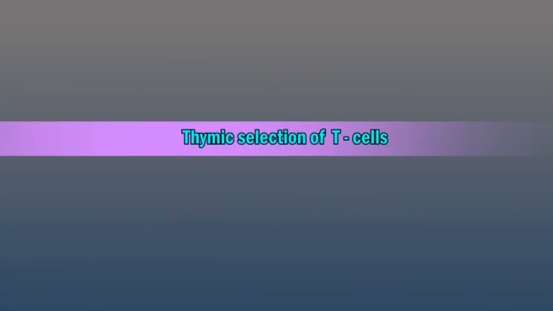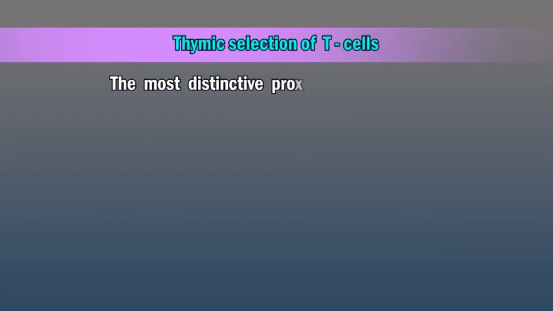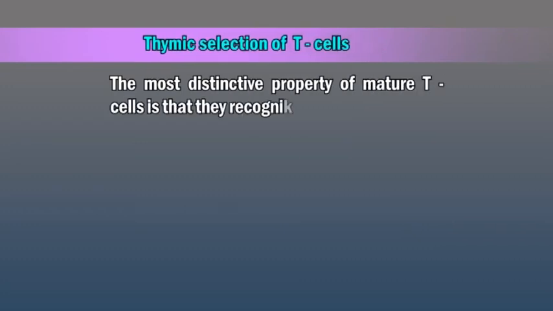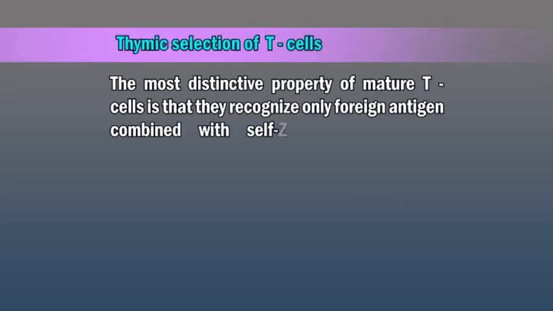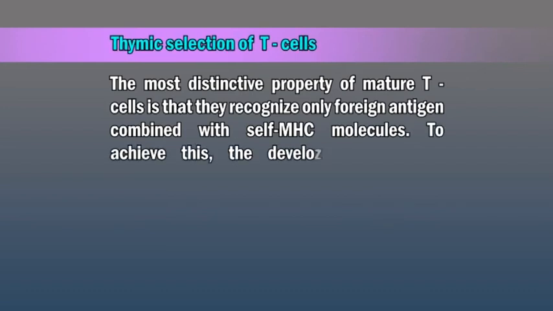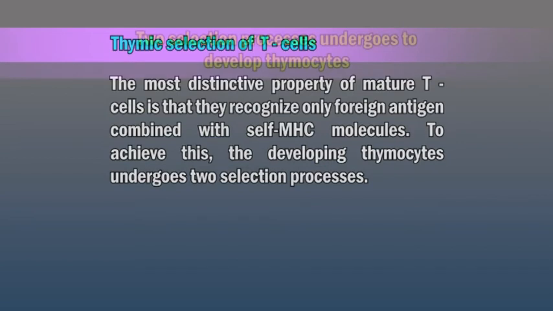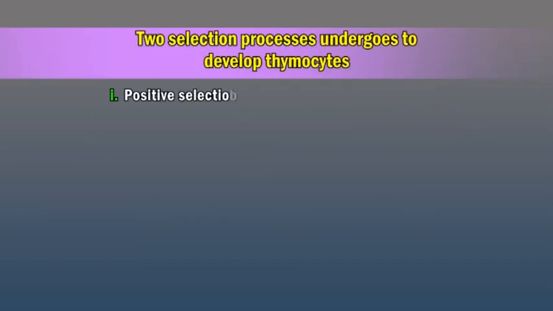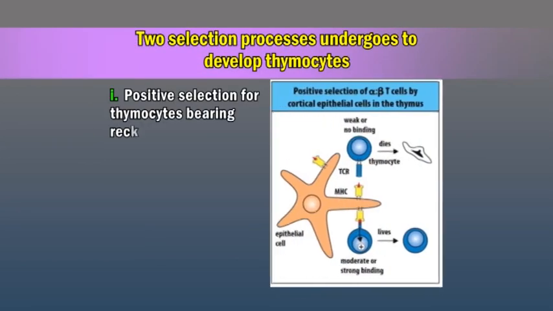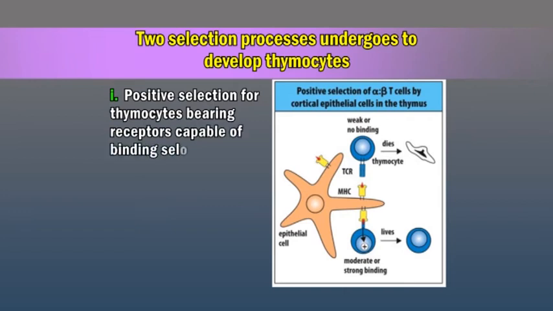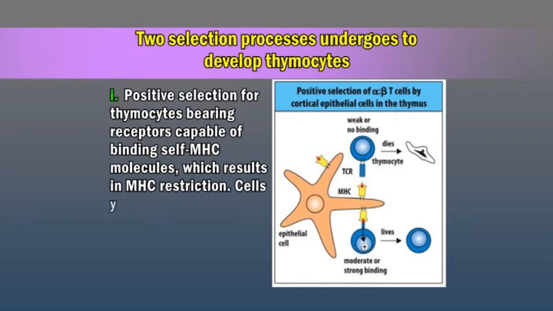Thymic selection of T cells. The most distinctive property of mature T cells is that they recognize only foreign antigens combined with self-MHC molecules. To achieve this, the developing thymocyte undergoes two selection processes. Positive selection for thymocytes bearing receptors capable of binding self-MHC molecules, which results in MHC restriction.